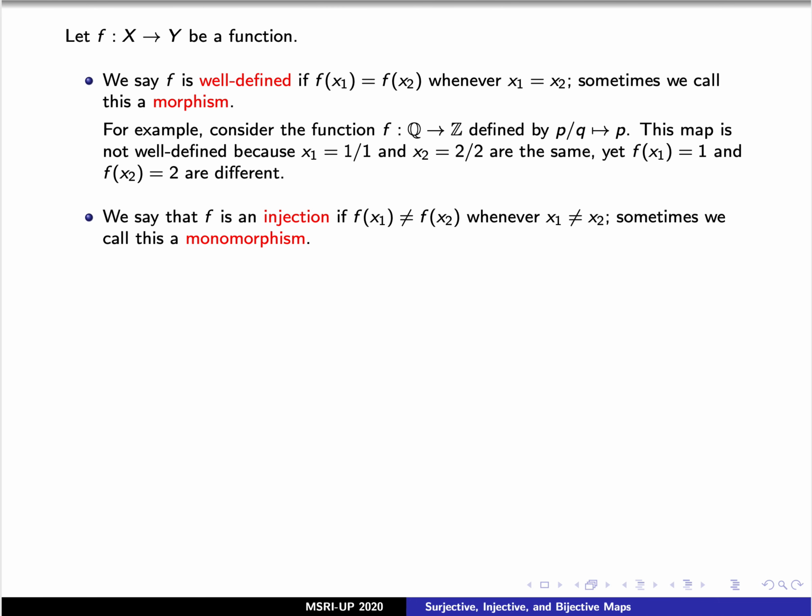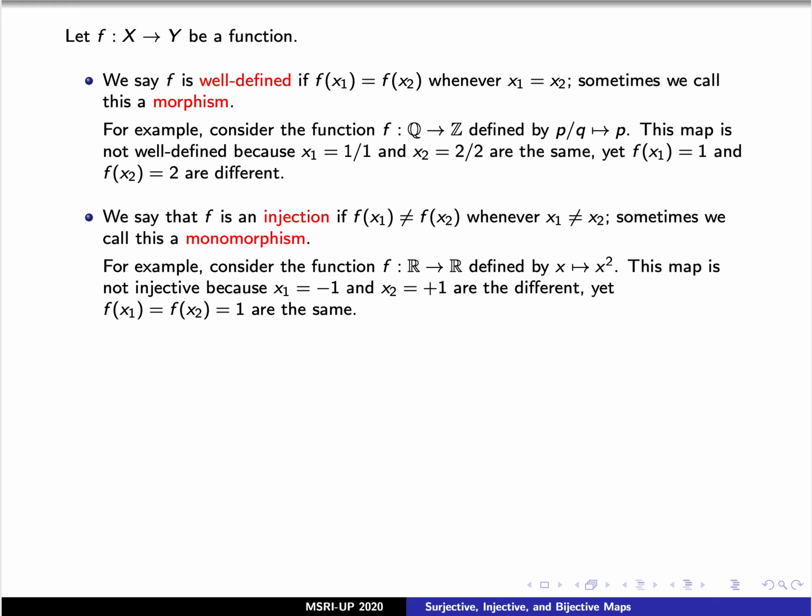We say that a function is an injection if f of x1 does not equal f of x2 whenever x1 does not equal x2. Sometimes we'll use the fancy phrase and call this a monomorphism. Here's an example of one that is not injective. Consider the function going from the real numbers to the real numbers that sends the number x to its square, x squared. This map is not injective because while x1 equals -1 and x2 equals +1 are different, their images, f of x1 equals f of x2 equals 1, are the same. Hence, this function, while being well-defined, is not an injective map.